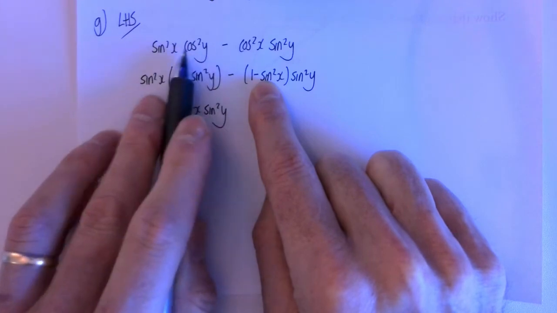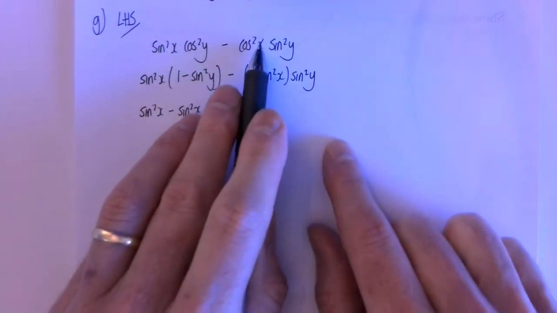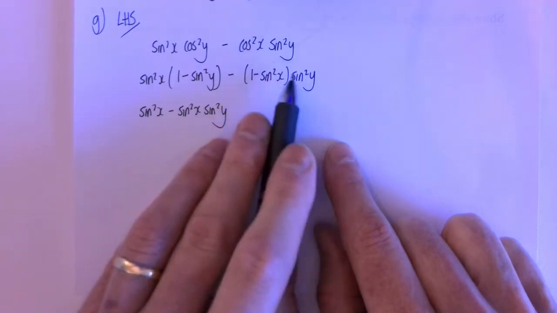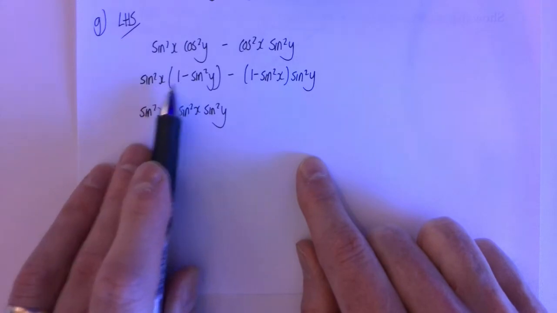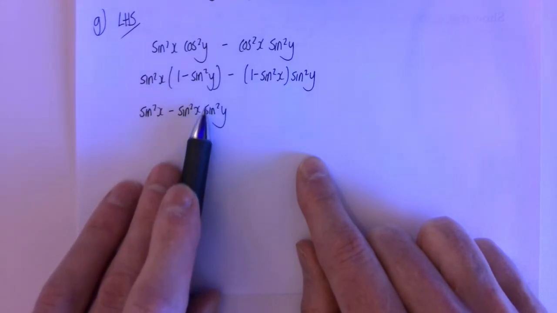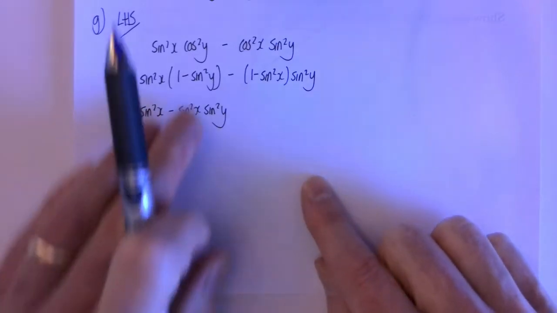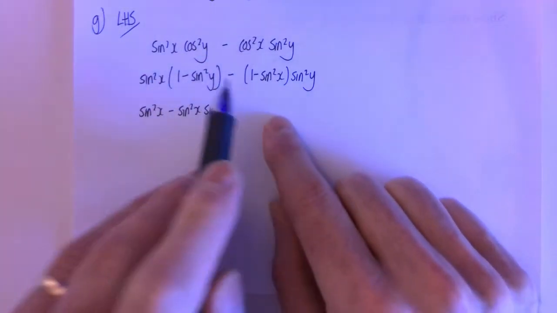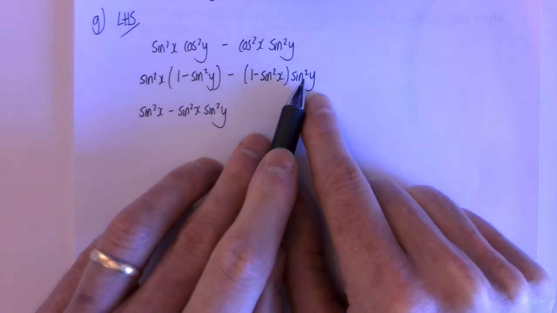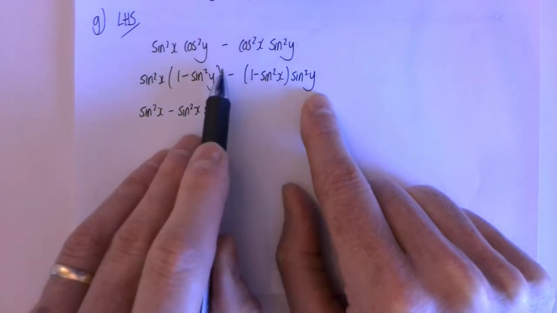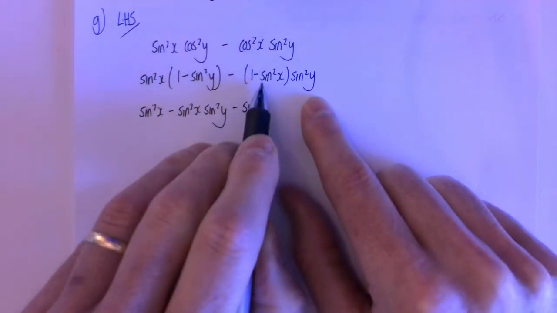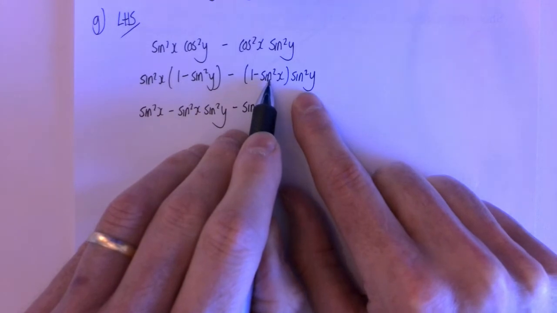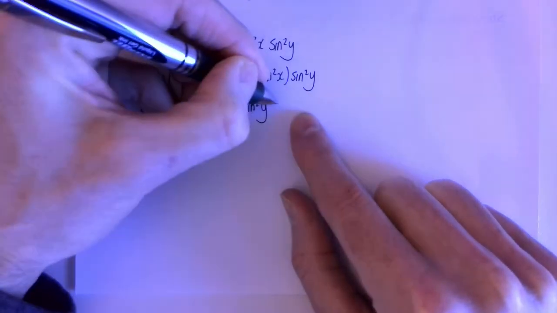Remember, this is one term, it's not that plus that. This is one term, and this is one term, so I've got to be particularly careful here. So I've multiplied that bracket out, sine squared x times 1, sine squared x times minus sine squared y. So here I've got to be really careful. So I've got 1 times sine squared y, which is sine squared y, but it's minus that. And then here I've got minus sine squared x times sine squared y, so that's minus sine squared x sine squared y, but that's minus as well, so that actually becomes a plus.